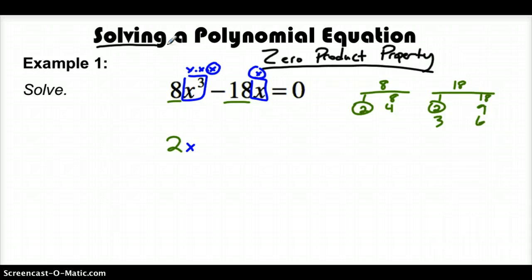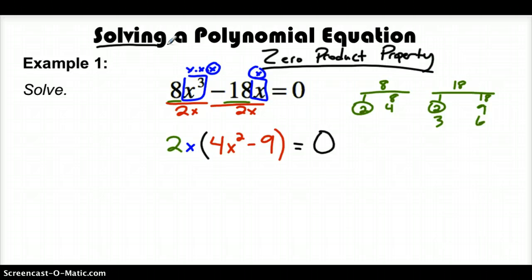Now I'm going to figure out what's left over. I'm going to divide each of these terms by my greatest common factor of 2x. 8 divided by 2 is 4, and x cubed divided by x is x squared. Negative 18 over 2 is negative 9, and x over x is just 1. I'll put that in parentheses and set this equal to 0. I'm not quite ready to go to the zero product property yet.